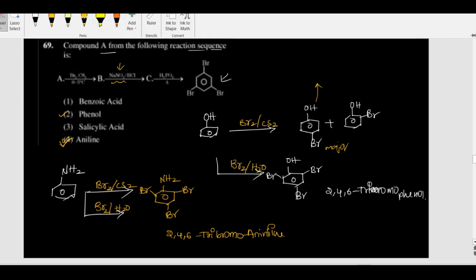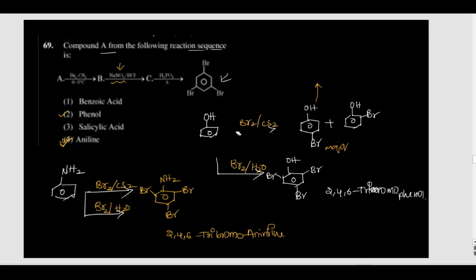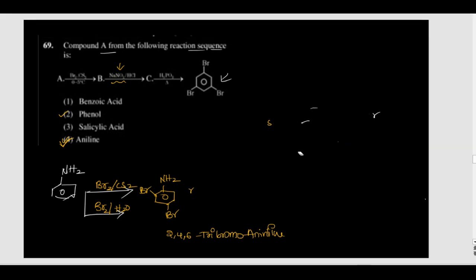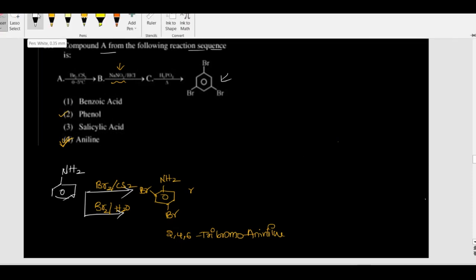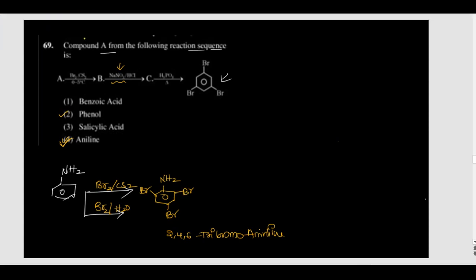I hope you got this. This is an important point. Now let's see. Here we have this, and then again they have given NaNO2 HCl. Then this will convert to benzene diazonium chloride, N2+ Cl-. If you take phenol, it won't give this; we'll get only ortho or para positions. If you see the product, we have three bromines, so the chances of it being aniline are more here.